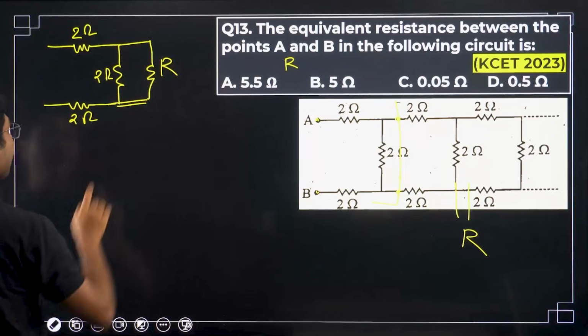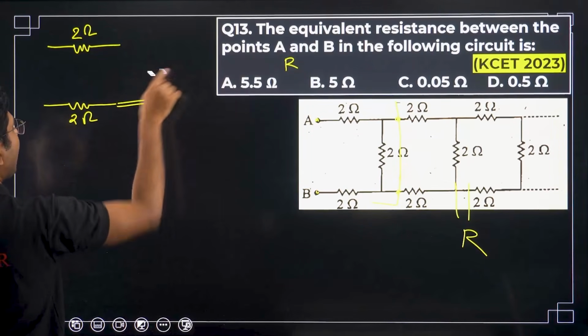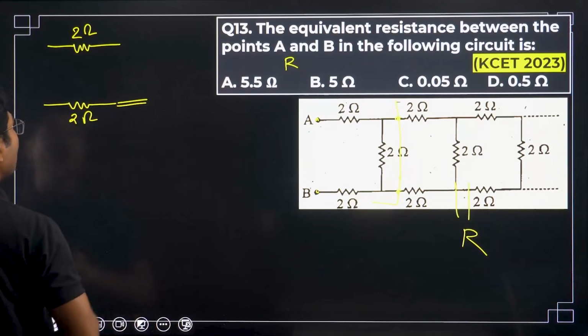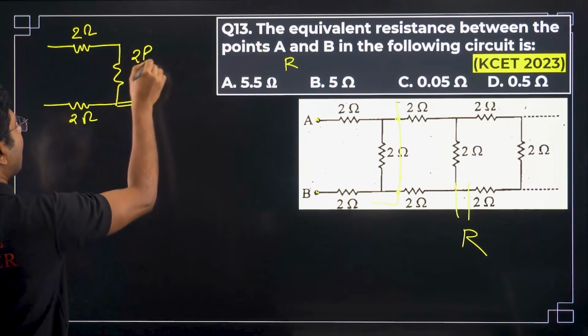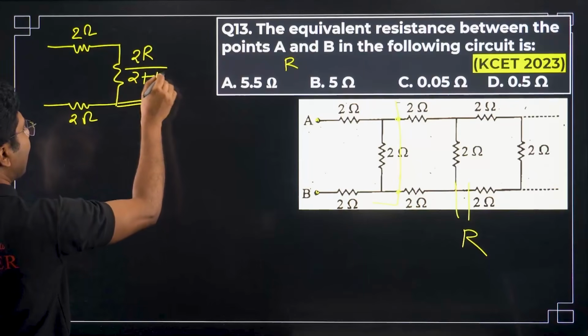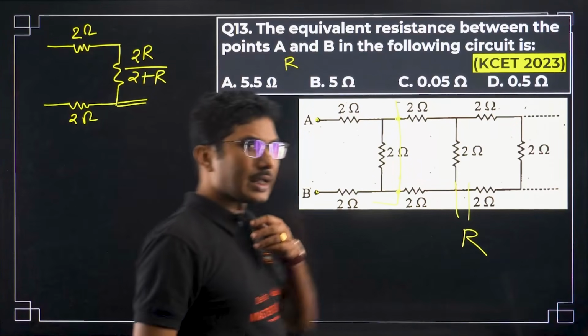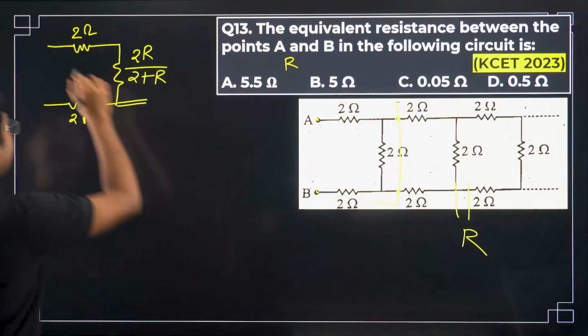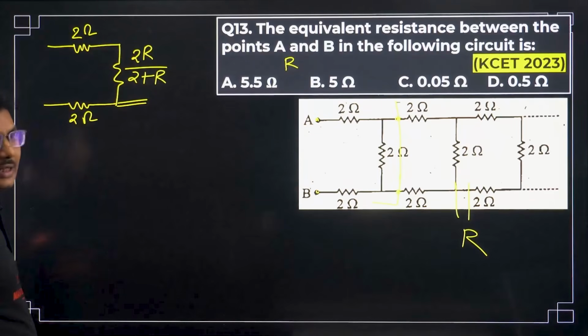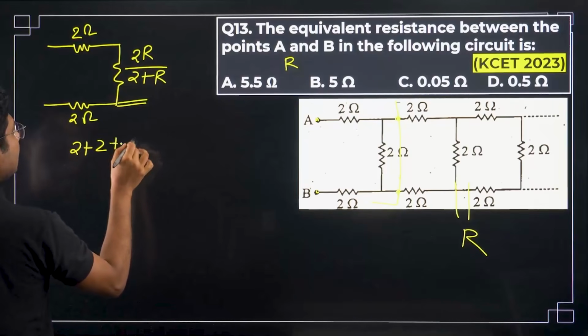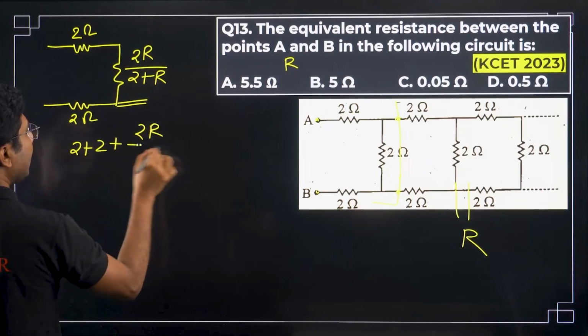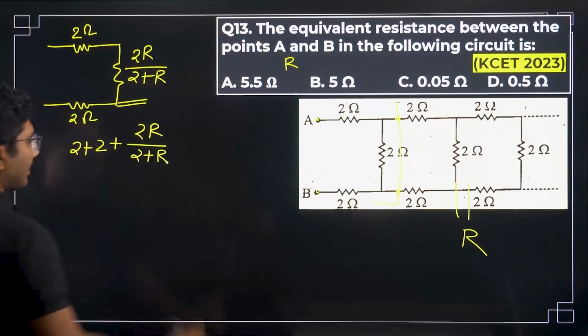Parallel combination equivalent resistance will be 2 into R divided by 2 plus R. So this will be 2R by 2 plus R. Parallel combination, R1 R2 by R1 plus R2. Now all these 3 resistances are in series. So what is the value? 2 plus 2 plus 2R by 2 plus R, right?